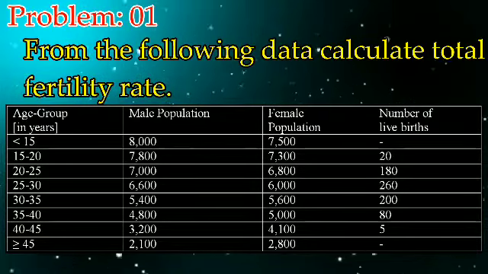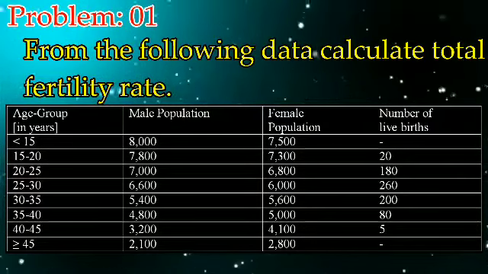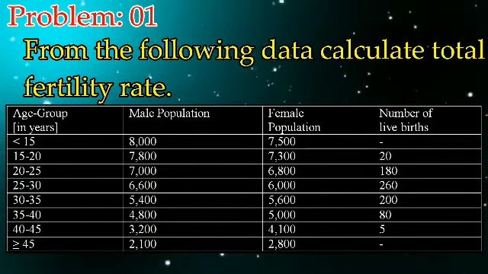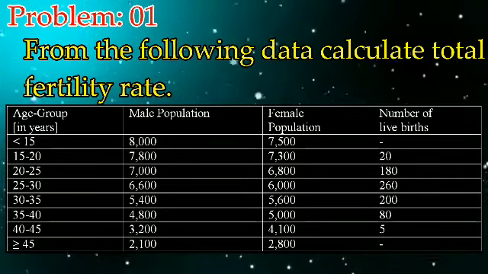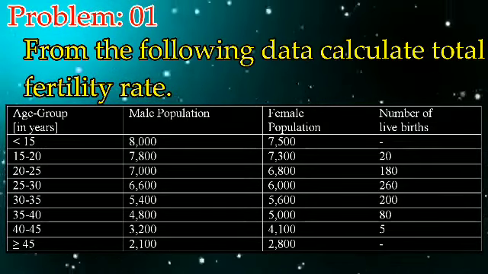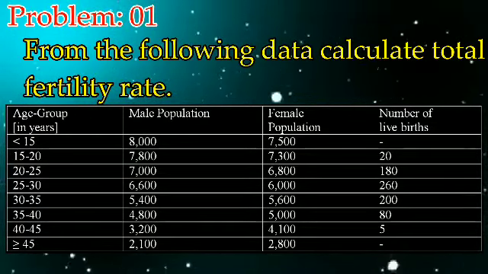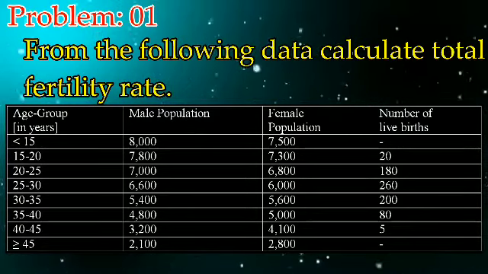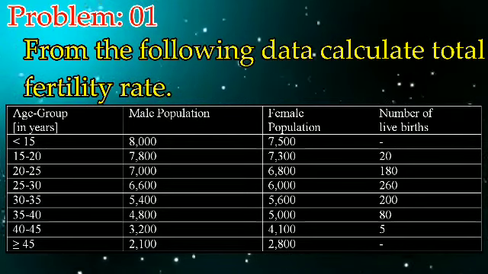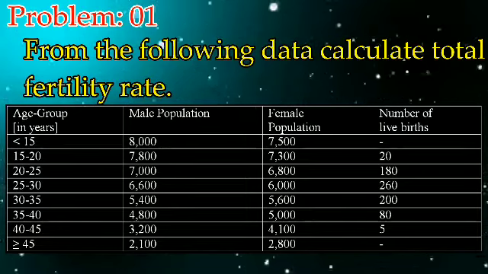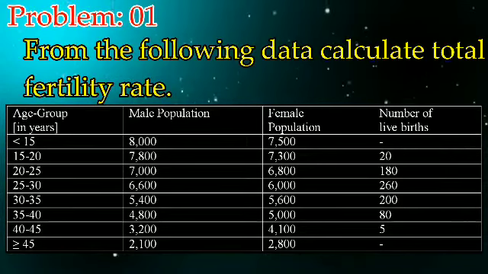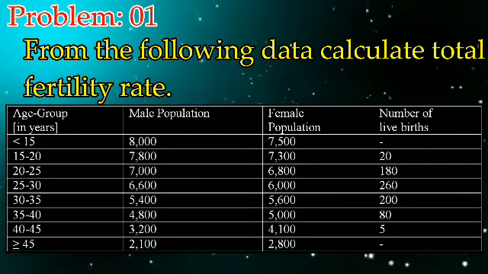Now, as we can see in the given age groups, the first class is less than 15 and the last class is greater than or equal to 45. But the number of live births for these two classes, the first and the last class, is 0. For the rest of the classes, the data is given here. So for the other classes, that is 15 to 20, 20 to 25, 25 to 30, 30 to 35, 35 to 40 and 40 to 45, different values are given in the question.